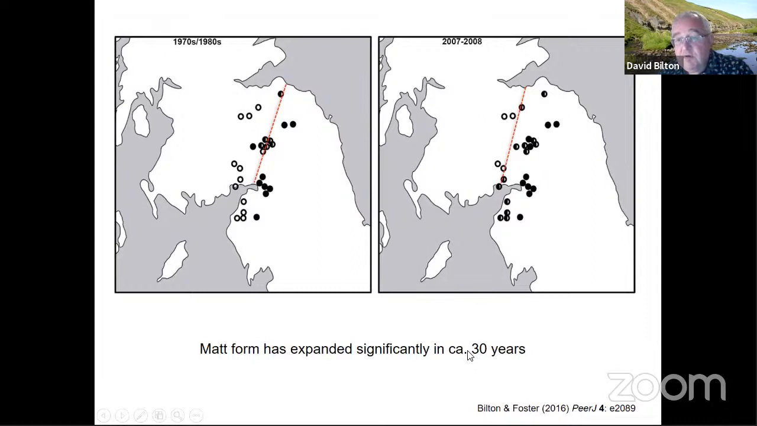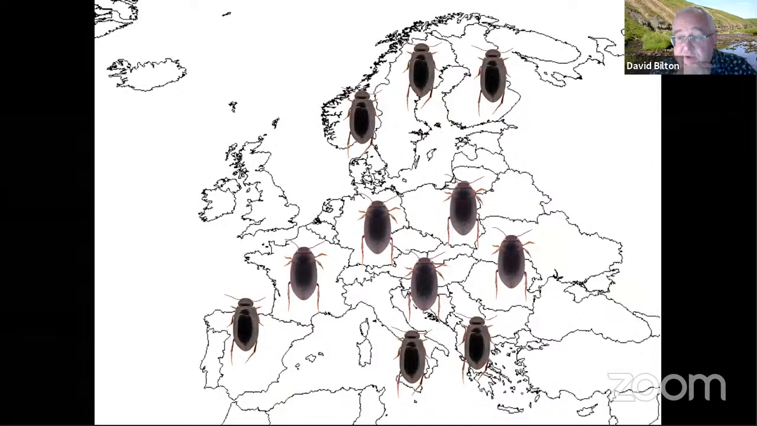If we think of this as being the transition zone between these two types of this beetle, it had shifted north and west to a significant degree, a slight but significant degree, over the course of this time period. And the reason we think this has happened has nothing to do, we think, with changes in climate that might have happened over this time period.